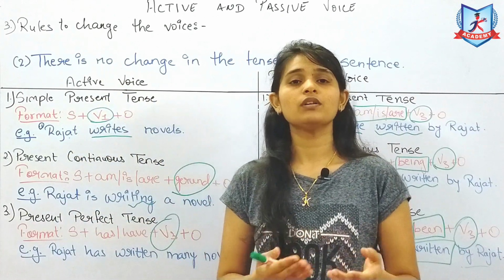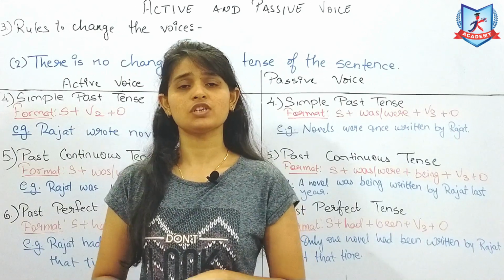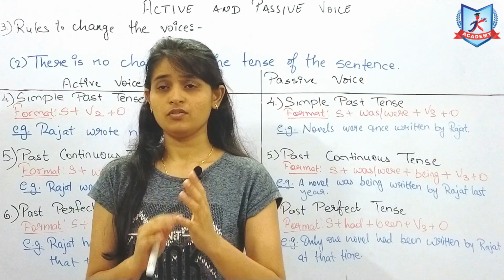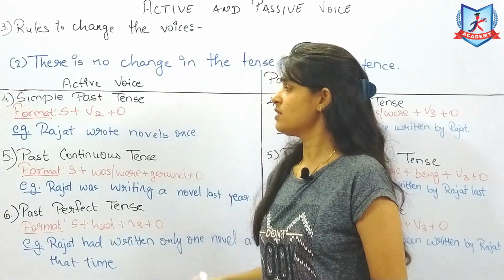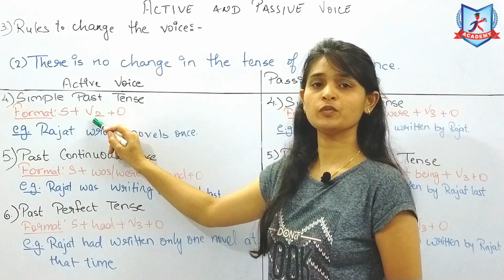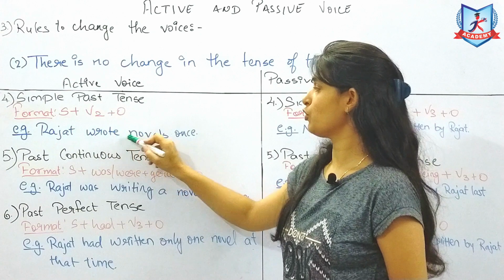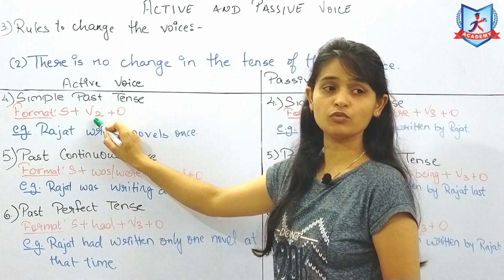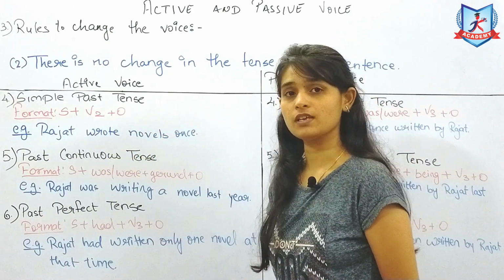Now we are going to learn the past tense. Now let us discuss how to change the voice when we are using the past tense. First, we'll start with simple past tense. The format is subject plus V2 form of the verb, that is the past form of the verb plus object. Rajat wrote novels once. Rajat is my subject, wrote is a V2 form of verb, and novels is my object, right?